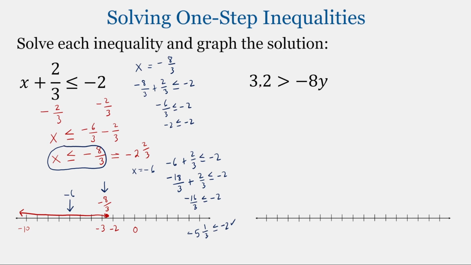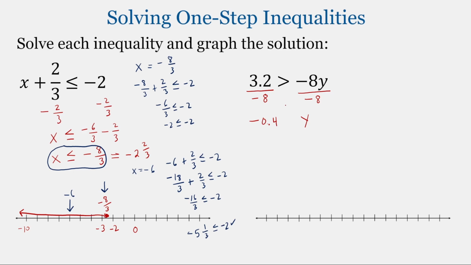Looking at a decimal, we have 3.2 greater than -8y. So in this case, our variable is multiplied by -8. So to undo multiplication, we're going to divide by -8. And what we do to one side, we have to do to the other. So we'll divide the left side by -8. This gives us y by itself on the right side. And on the left side, we get -0.4.